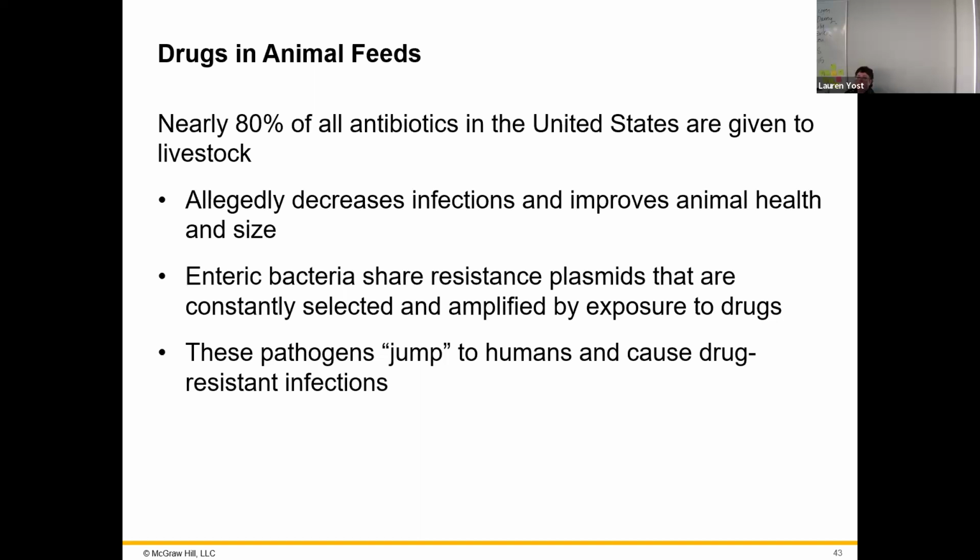80% of all antibiotics in the United States are given to livestock. And I want to make this clear. Those livestock are not sick. So why are they giving them antibiotics? To make them hardier and healthier and more resistant to the infections, to prevent infections and things like that.